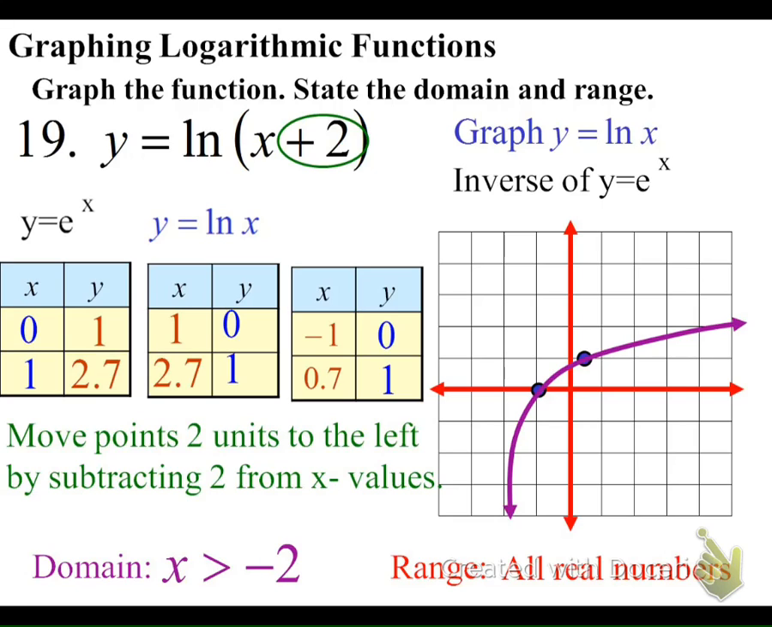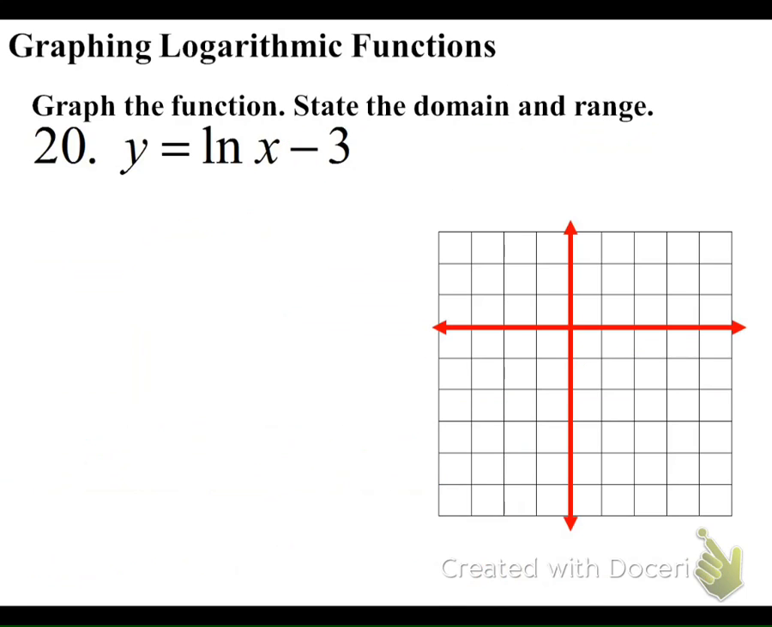What are your questions? All right, here's number 20. Again, it's a natural log with a transformation. So the first thing you want to do is forget about the transformation. The next thing you want to do is figure out how you're going to get some points. So if I forget about the transformation, I am just going to graph y equals the natural log of x. Natural log of x is the inverse of what function that we can easily graph? Y equals e to the x.